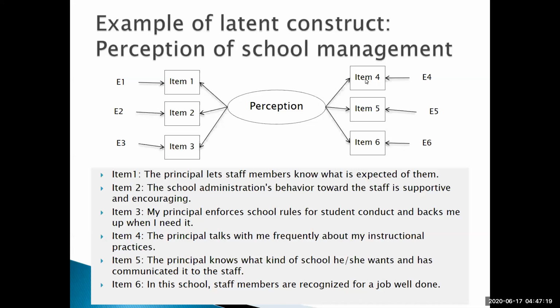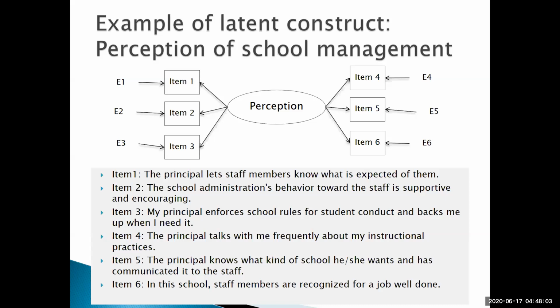So for a typical construct that you would measure with confirmatory factor analysis, we would have a set of items that are related to each other. Here the items measure perception of school management, and you can read them and see that they're very related to each other. So their correlations are expected to be high because they are measuring the same construct. The principal lets staff members know what's expected of them. The school administration's behavior toward the staff is supportive and encouraging. You can see how they are related.